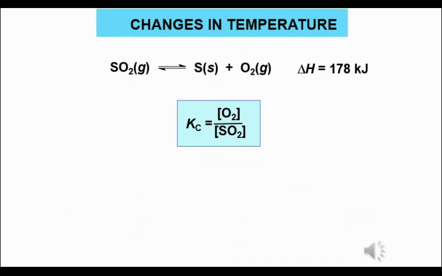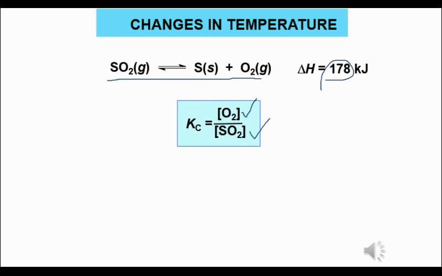Just now we already looked at the exothermic reaction. Now let's move on to the endothermic reaction. We are given an example of an endothermic reaction. We have SO2 in a reversible reaction forming sulfur and O2 gas, and it is an endothermic reaction. Let's write down the equilibrium constant for the reaction, Kc. So Kc is equal to the concentration of product, we have O2 here, divided by the concentration of SO2.